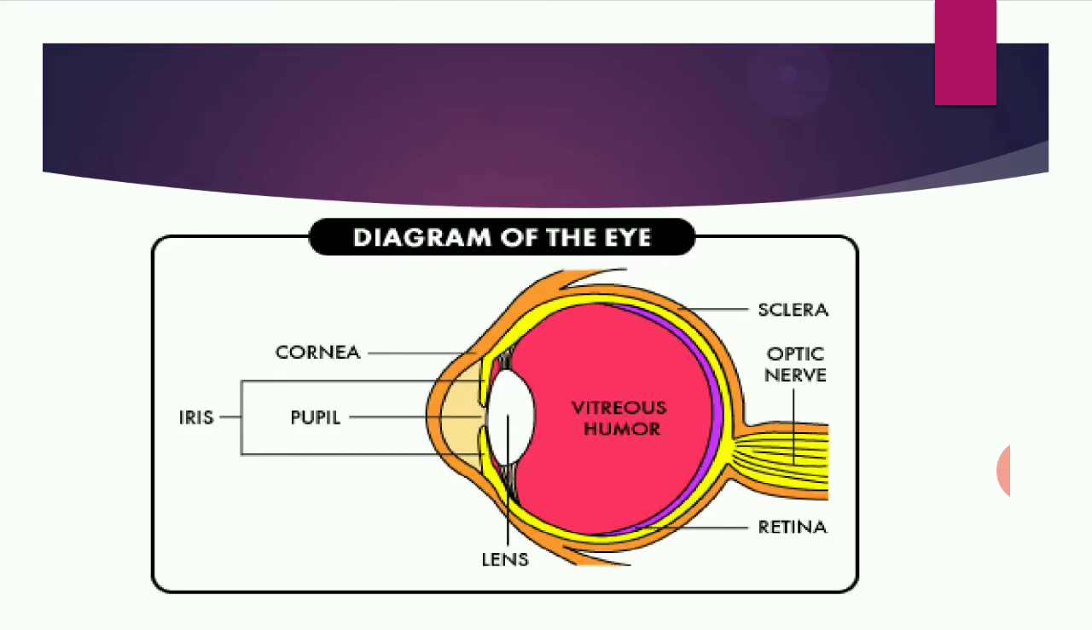It is a thin transparent tissue. This is the cornea. It is a thin transparent tissue which covers the front of the eye. It is present in the front of the eye.